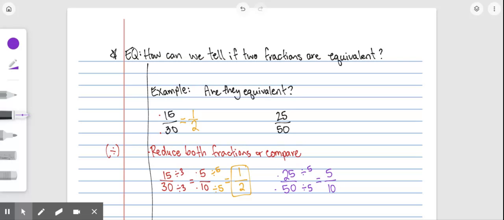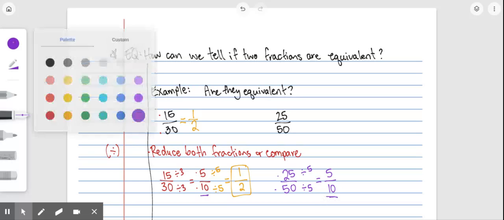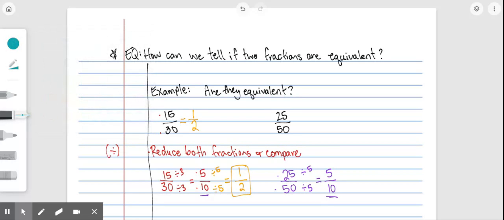5/10. Hey, look, this fraction and this fraction are exactly the same. So guess what I can divide by on the next step? I can do the exact same step that I did on the last one and divide by 5 and divide by 5, which gives me 1/2. So this one also equals 1/2.